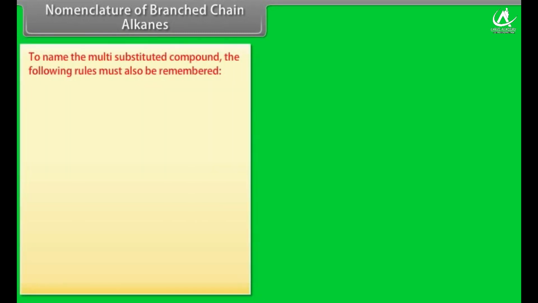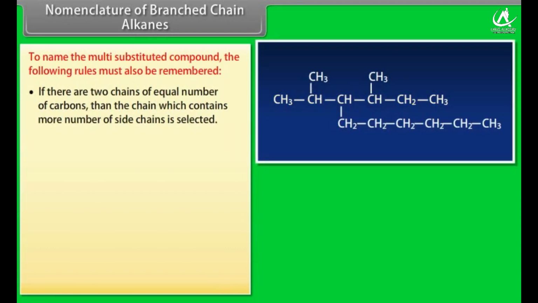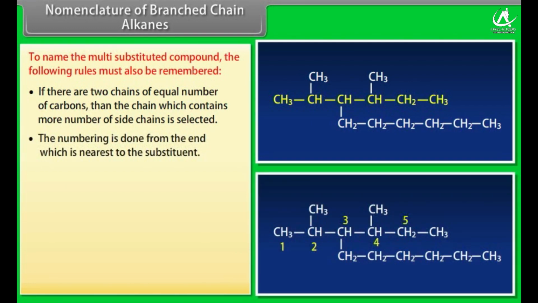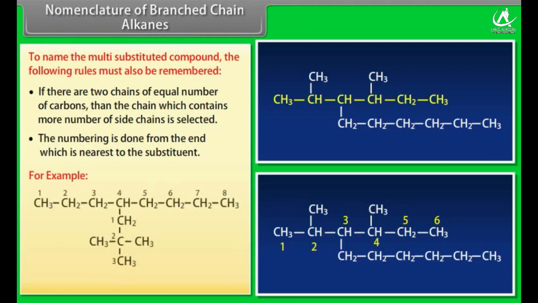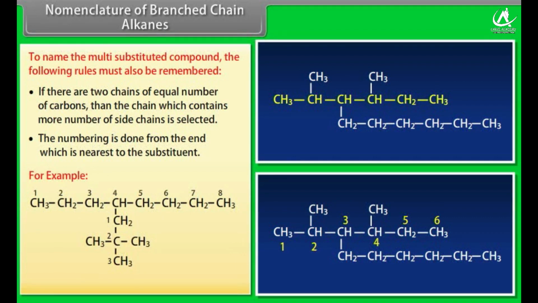Nomenclature of branched chain alkanes. To name the multi-substituted compound, the following rules must also be remembered. If there are two chains of equal number of carbons, then the chain which contains more number of side chains is selected. The numbering is done from the end which is nearest to the substituent. For example, the IUPAC name of the given compound is 4-propyl-2,2-dimethyloctane.